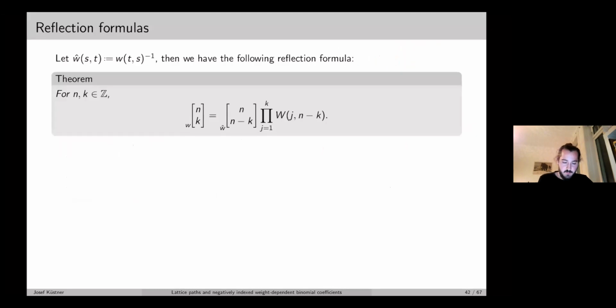The first reflection formula. So we take this reflected weight of s, t, which is equal to just the ordinary weight that we had. We interchange s and t and take it to the power of -1. And then we have the reflection formula. We have n choose k is equal to n choose n minus k, but on the right side, we exchange the w by this reflected weight. And we multiply the whole thing by some big weights. This is working now.